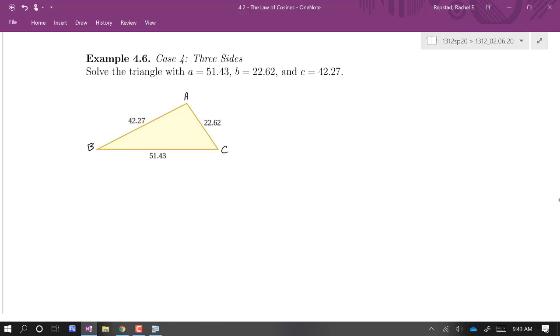I can use law of cosines for all three of them. That's fine. It ends up being a little cumbersome, like plugging all that stuff in the calculator. People like law of sines because it's usually simpler to manipulate.